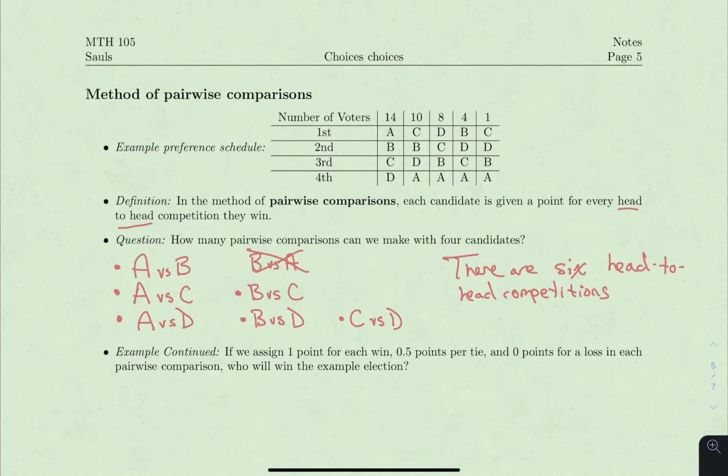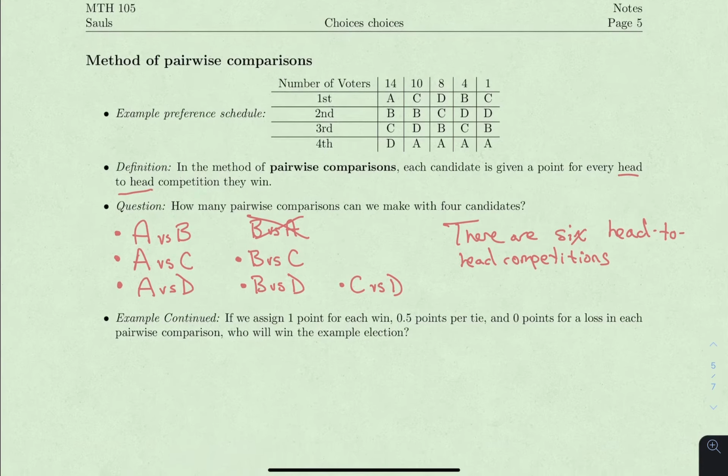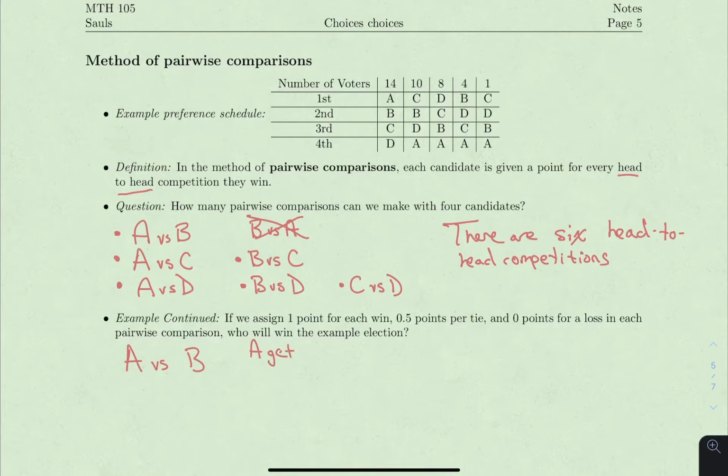So for each one of these 6, there's going to be a victor, and we're going to assign 1 point to that victor. Or if there's not, we'll give half a point for a tie. So let's look at the A versus B challenge first. Let's count how many points A is going to get and how many B will get. What we're going to do is just pretend that the candidates C and D are out. So you can just cross them out for right now.